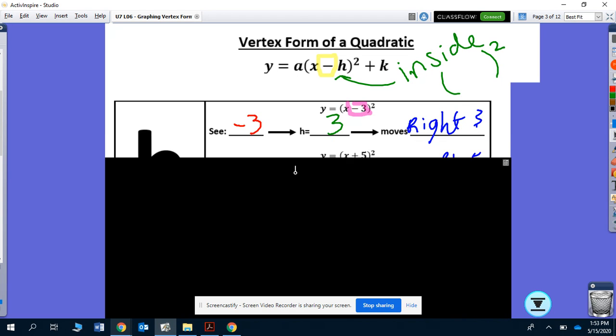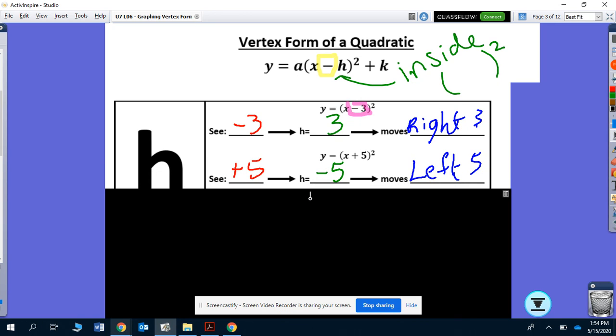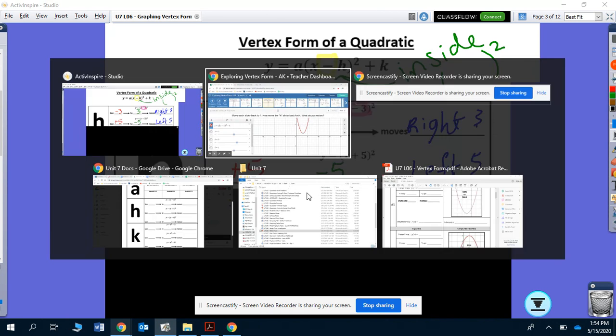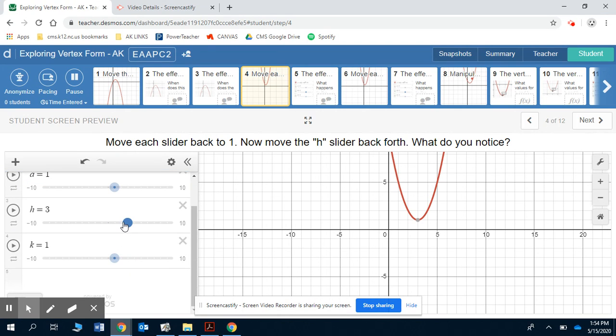So what about the other way around? Here I see x plus 5 squared. Notice it's in parentheses. It has to be in parentheses to be h. So I see x plus 5, a positive 5, which means h is actually negative 5, which means we move to the left 5. If we come back to our Desmos activity, you might see a positive 5, but that actually means that h is negative.